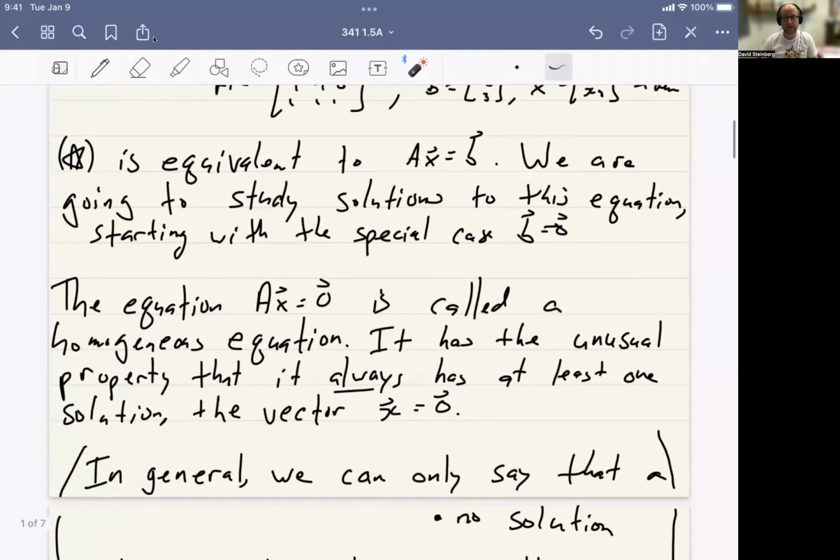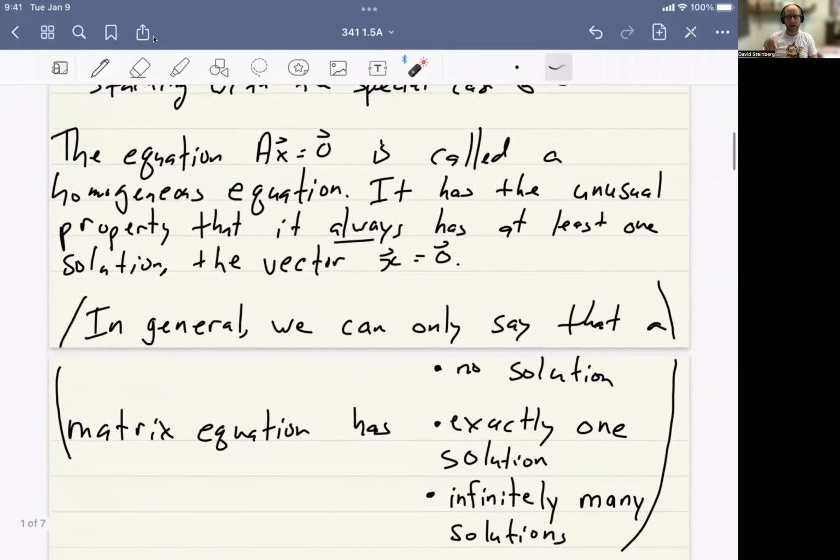So what we want to do is study the solutions to these equations, and we'll start with the special case where B is the zero vector. The equation AX is equal to 0 is called a homogeneous equation because it's being set equal to the zero vector. Don't ask me why that's homogeneous. It has the unusual property that there's a solution already built in. Taking X equal to the zero vector, no matter what matrix we chose for A, the equation is satisfied. So every homogeneous equation has at least one solution, this trivial solution.